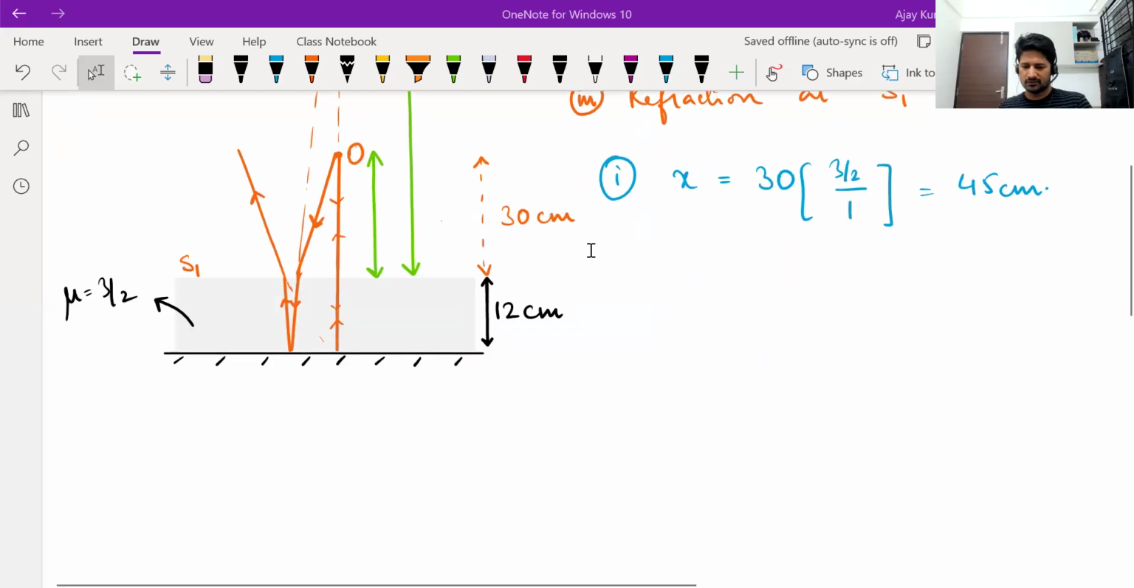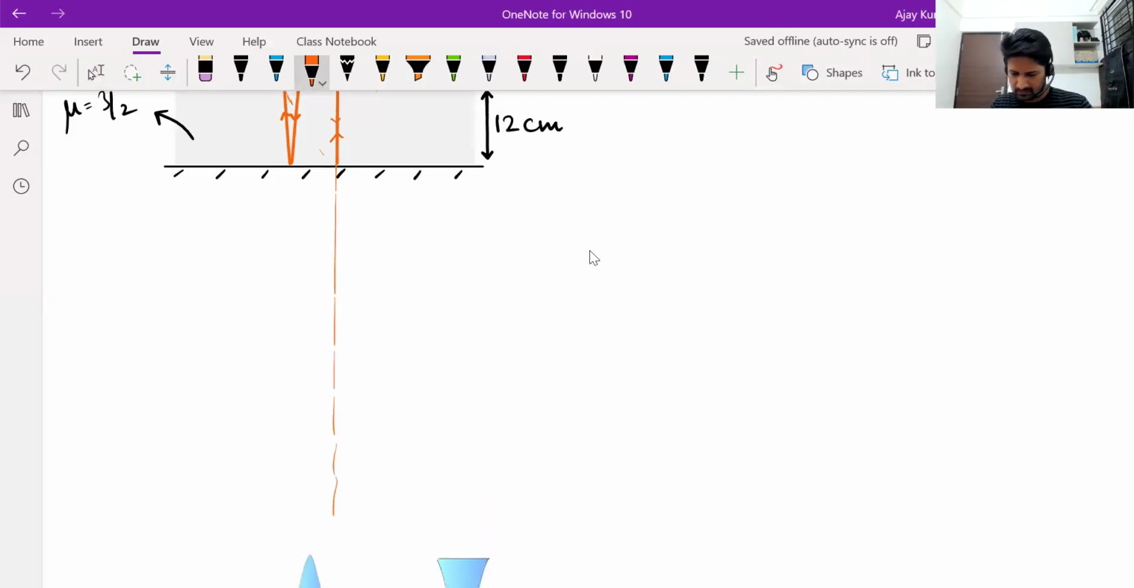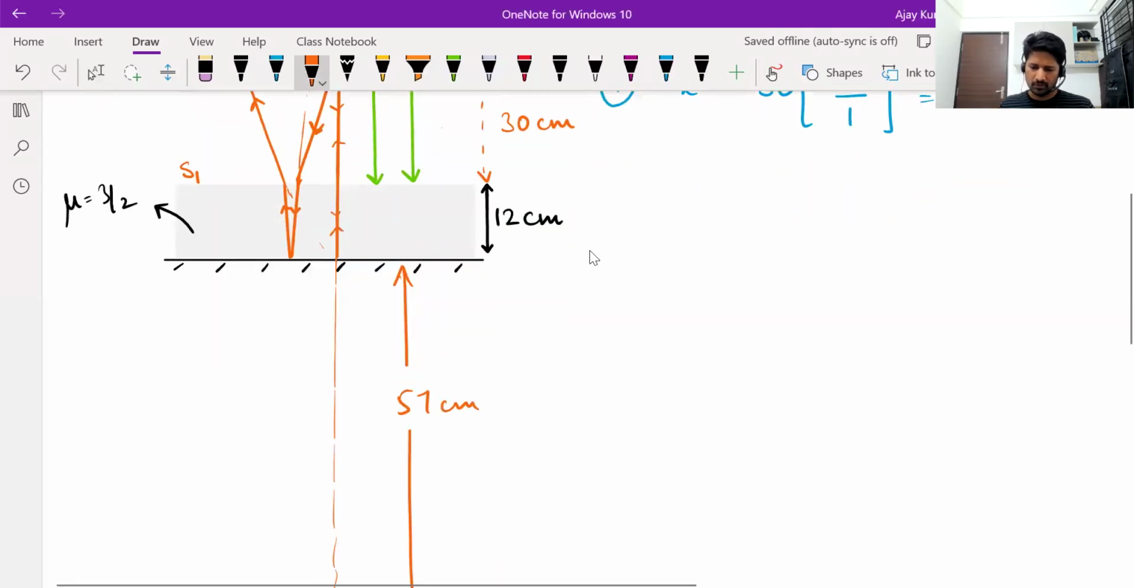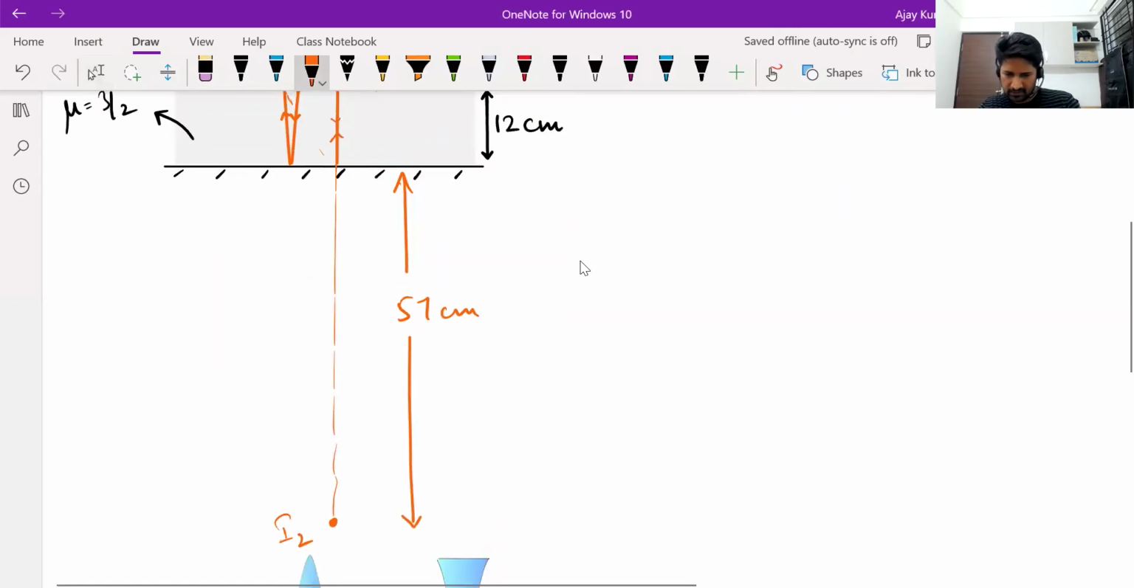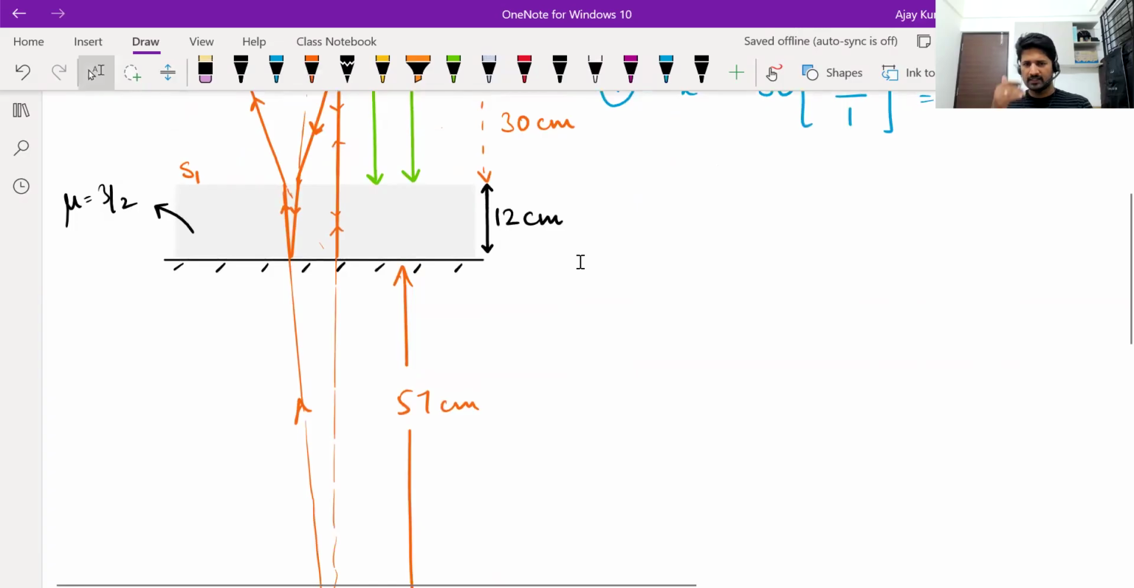Okay. So the mirror forms the image here, at a distance of 57 centimeters from the mirror. You can call that I2. Upon reflection from the mirror, the light bends as if it is coming from this position, this way. Then after getting reflected from the mirror, light starts traveling in the upward direction.